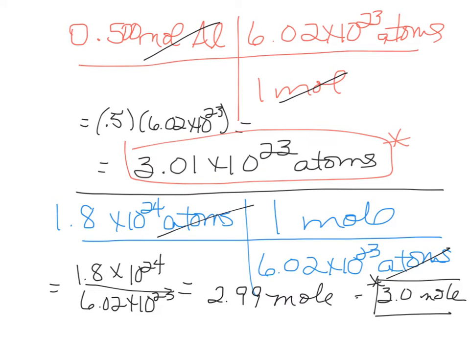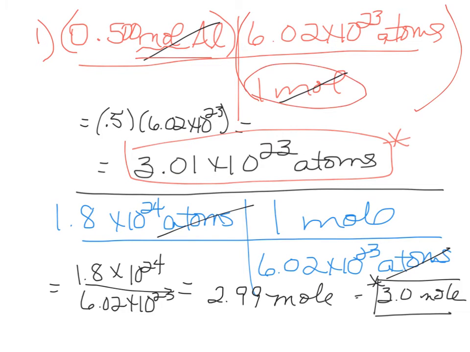The first learning check problem asked how many atoms were in 0.5 moles of aluminum. So 0.5 moles is our given information. It goes in the upper left of this box grid. And since the units are moles, we have to make sure that when we add our conversion factor, moles is in the denominator so that these units cancel out. That means that 6.02 times 10 to the 23rd atoms is on top.